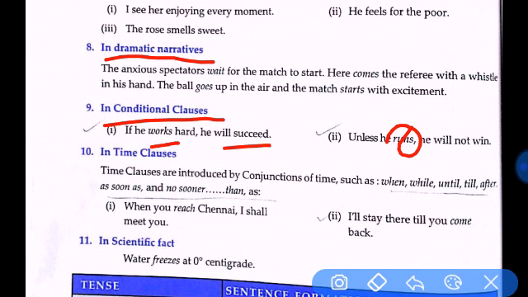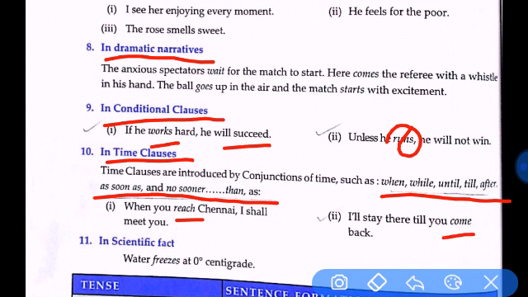Then we have the time clause. You have already learned last time, in time clauses we use the words when, while, until, after, as soon as, till, and so on. With all these, the subordinate clause will always be in the simple present tense. For example, when you reach is a simple present tense. I'll stay there till you come. See, come is a simple present tense. So in the subordinate clause we have a simple present tense.